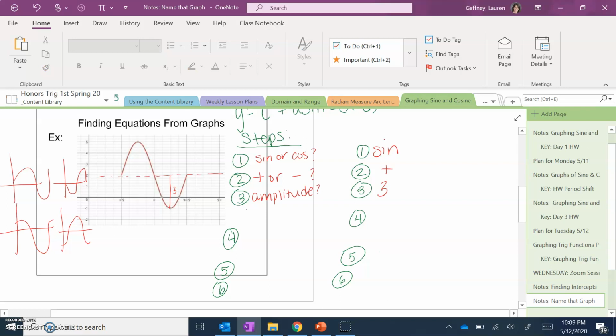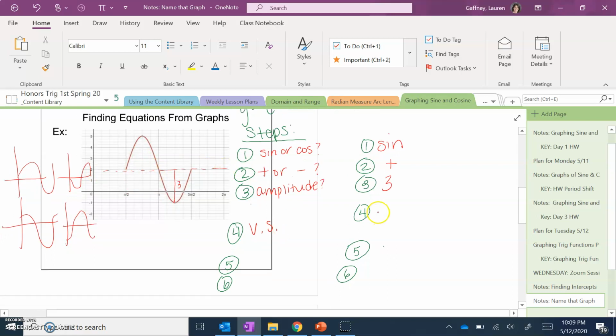Then we want to talk about the vertical shift. It doesn't really matter the order of some of these pieces. The vertical shift would be the up or down movement. Wherever that center line moved, that's your vertical shift. So in this one, it went up 2.